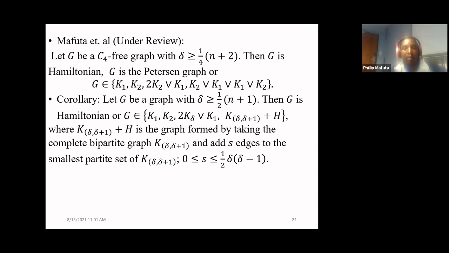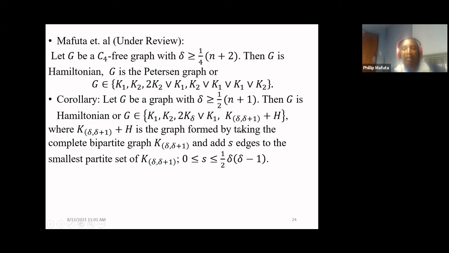From the result on triangle-free graphs, as an easy extension of Dirac's theorem, we managed to deduce this corollary here, which says if G is a graph with delta at least half the order plus one, then G is Hamiltonian, or G is an element of this family.